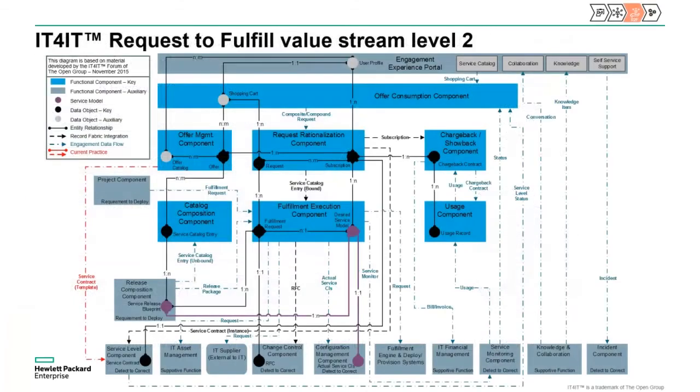Now, where that comes into play in IT4IT is here on the request to fulfill value stream. And there are a couple of key functions here to point out. The first is this engagement experience portal. This is really that front end to engage IT where the self-service catalog is available. You can collaborate with other folks that might be using that service. Knowledge about that service is propagated, as well as the self-service and support interactions that the service happens to provide. The second part of this that's really important is the chargeback showback. Again, just by leveraging and implementing request to fulfill, you meet this characteristic right off the bat.